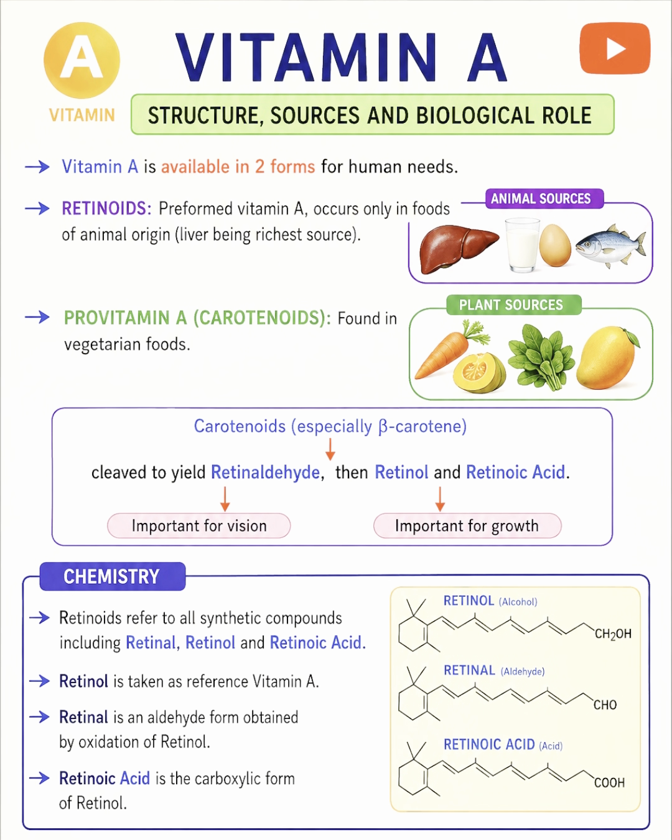So retinoids refer to all synthetic compounds including retinol, retinal, and retinoic acid. Retinol is taken as reference vitamin A. Retinal is an aldehyde form obtained by oxidation of retinol, and retinoic acid is the carboxylic form. Retinol on oxidation gives rise to retinal and then retinoic acid from retinal. Retinol and retinal are interconvertible, but retinoic acid, once formed, cannot be reconverted into retinal or retinol.